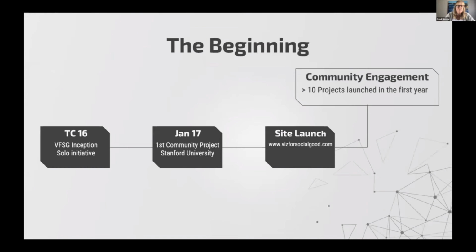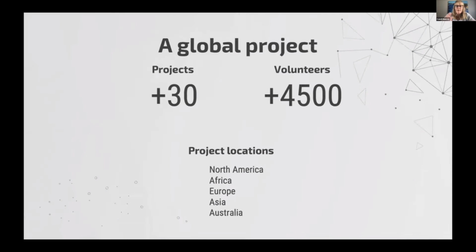That happened in 2016, and at TC 2016 this was launched, so it's been around about 5 years. The first community project was launched for Stanford University in January of 2017, and then our site was launched. In the first year, we had more than 10 projects, and some of them are listed on the website. We don't go back to all of them, but you can peruse those a little later if you want. From there, we've now done over 30 projects with 4,500 volunteers.